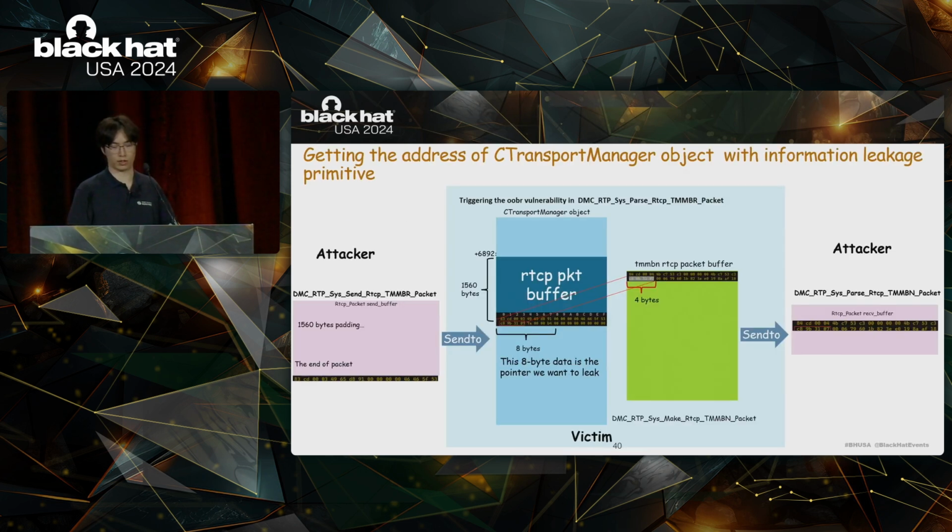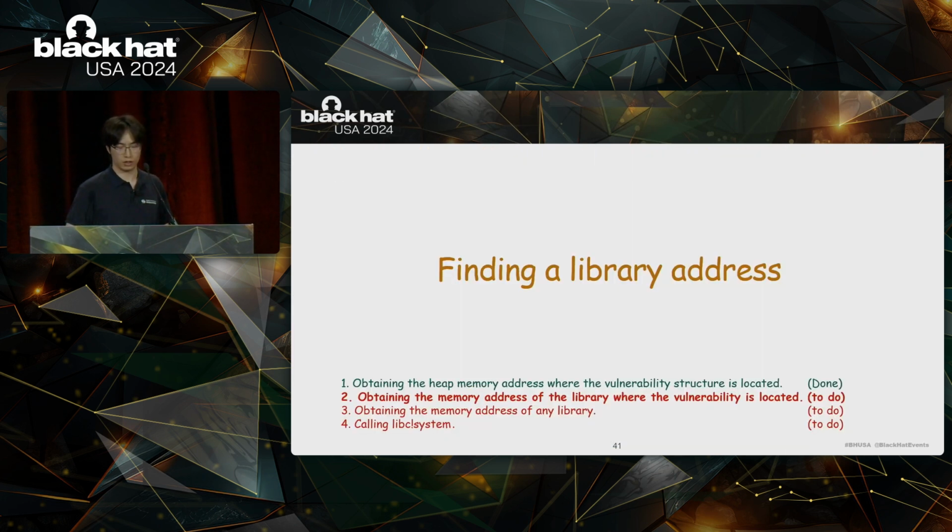And this page shows the process of the information leak at a high level. The attacker sends a TMMBR packet to trigger an OB read twice, and the victim responds with 4 bytes each time in the TMMBN packet. So at this stage, we have got ourselves.